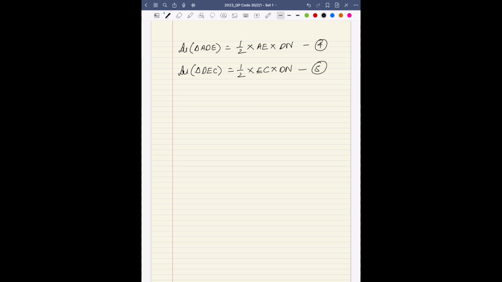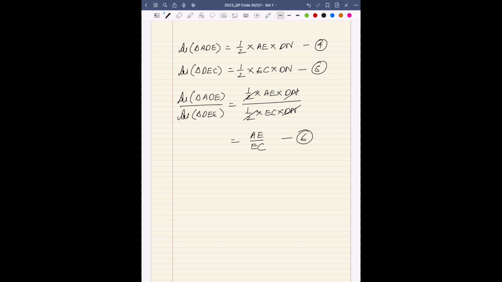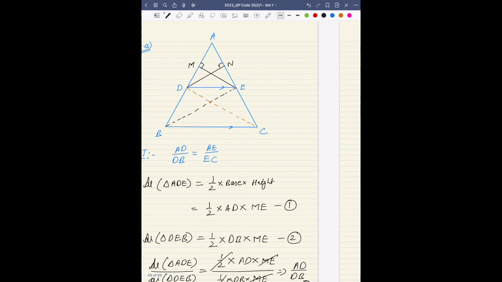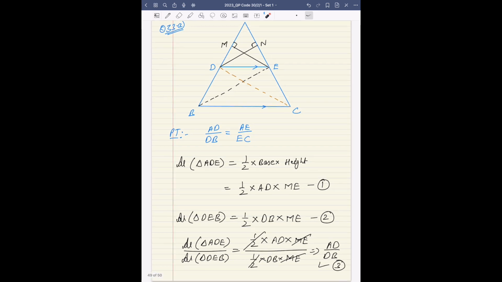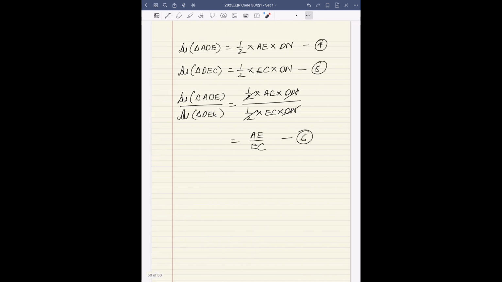Divide equation 4 by 5. Area of triangle ADE divided by area of triangle DEC is what? Half into AE into DN divided by half into EC into DN. Cancel DN, cancel half. What do we get? AE upon EC. Call it equation 6. Now, where is the solution? Where is the answer? It's in front of you. What will you write? DEB and DEC have the same area. Of course, area of triangle ADE here and here is going to be similar. So you write this.